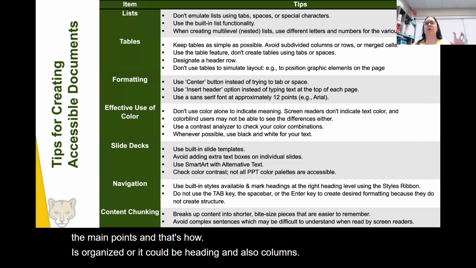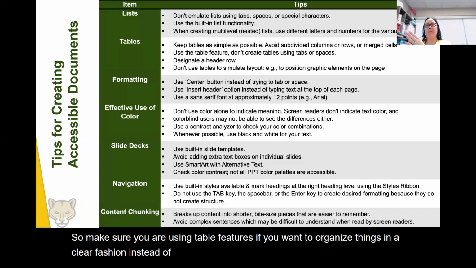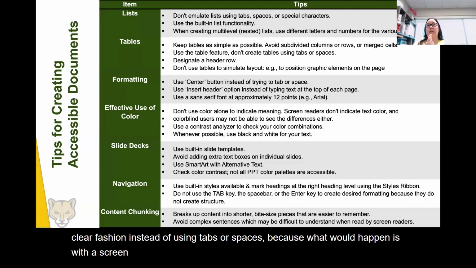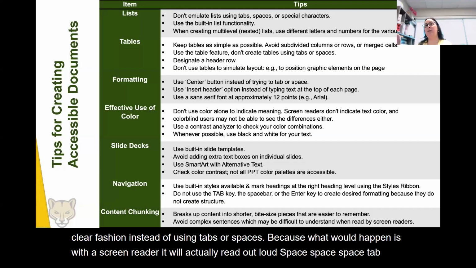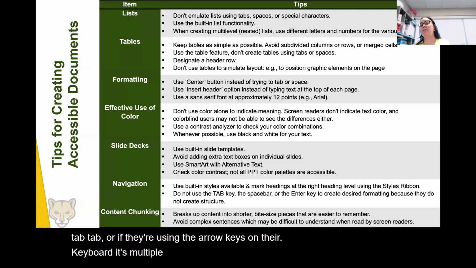So make sure you are using table features if you want to organize things in a clear fashion instead of using tabs or spaces. Because what would happen with a screen reader is it will actually read out loud, space, space, space, tab, tab, tab, or if they're using the arrow keys on their keyboard, it's multiple clicks to get to that new information.